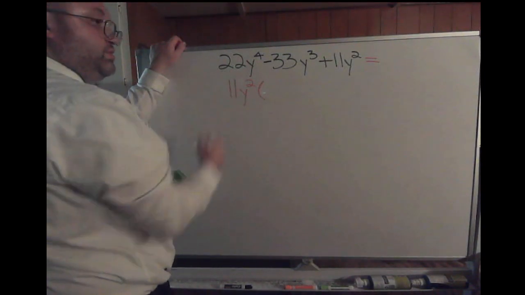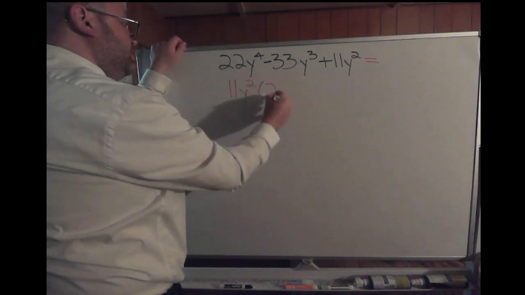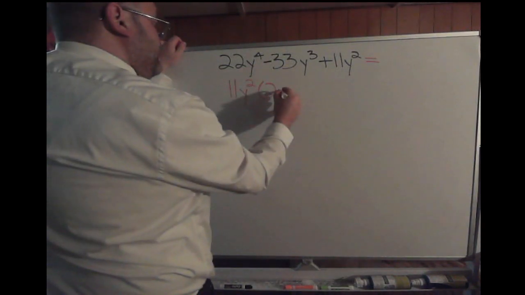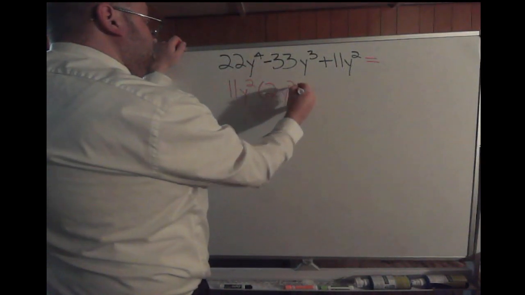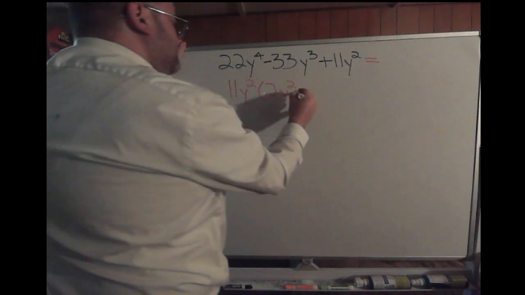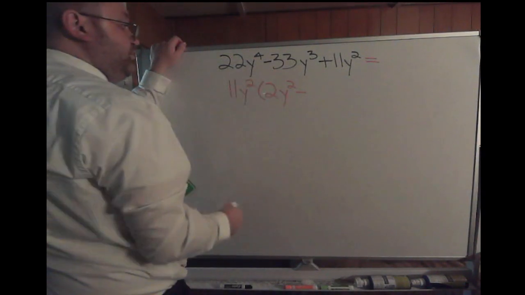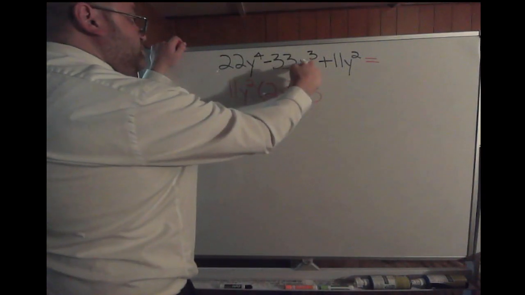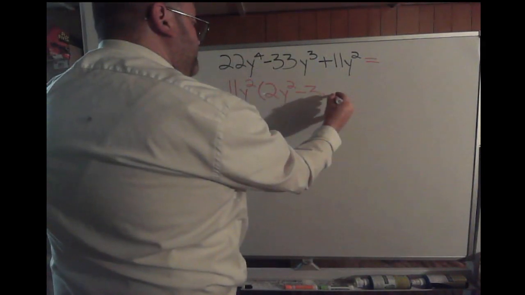11 times what equals 22? That'd be 2. Then y to the second times what equals y to the fourth? That'd be another y to the second. Alright, minus 11 times what equals 33? Well, that'd be 3. Then y to the second times what equals y to the third? Just y.